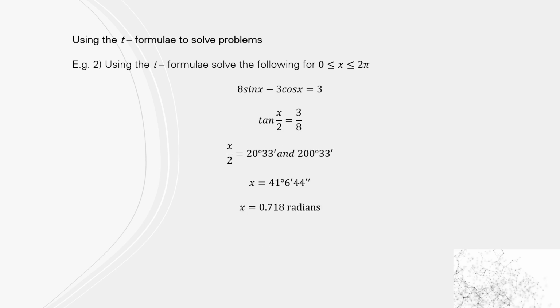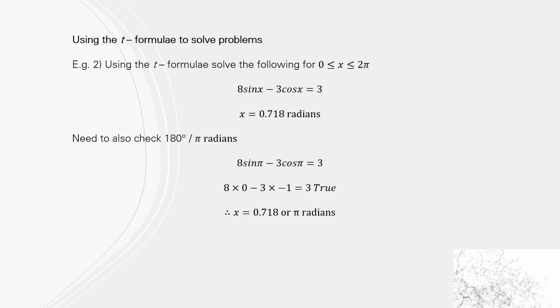Shift tan, and x on 2 is equal to about 20 degrees 33 minutes or 200 degrees 33 minutes. Obviously, if you double the 200, you get outside our range. So x is 41 degrees, 6 minutes and 44 seconds, which equates to 0.718 radians.